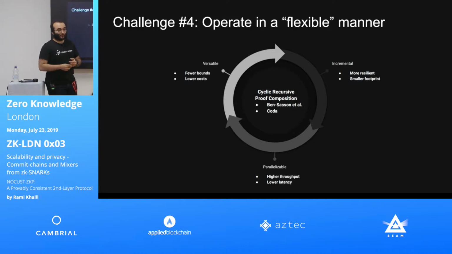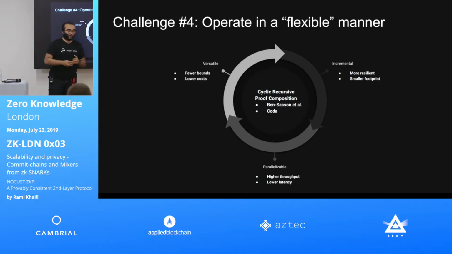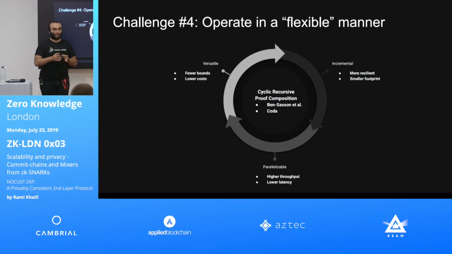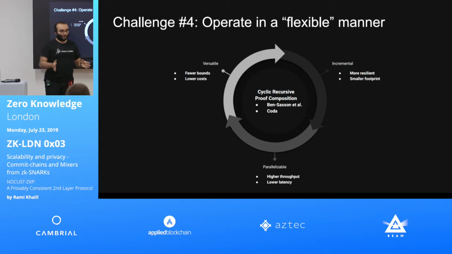I'm not quite clear what it means to recursively compose. So if you specify a statement, for example, that you want to then translate into a constraint system, this statement can say that the following 10,000 transactions are valid, or it can say that the following 1,000 transactions are valid.